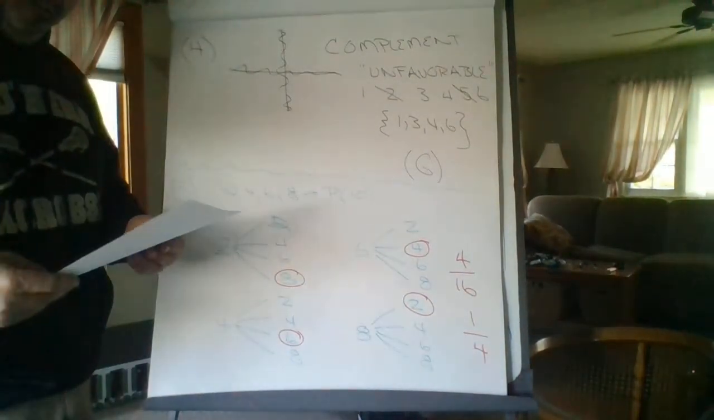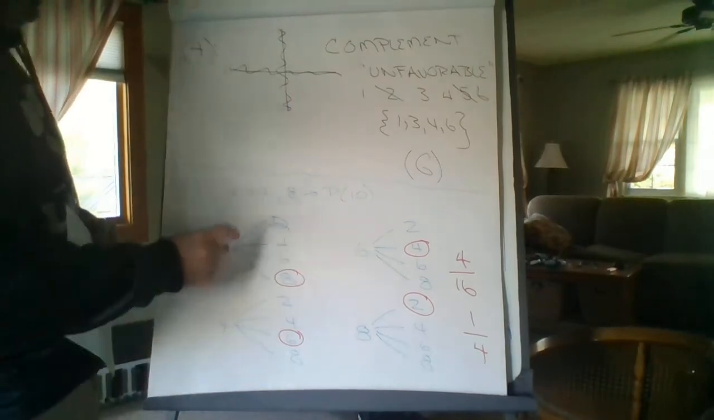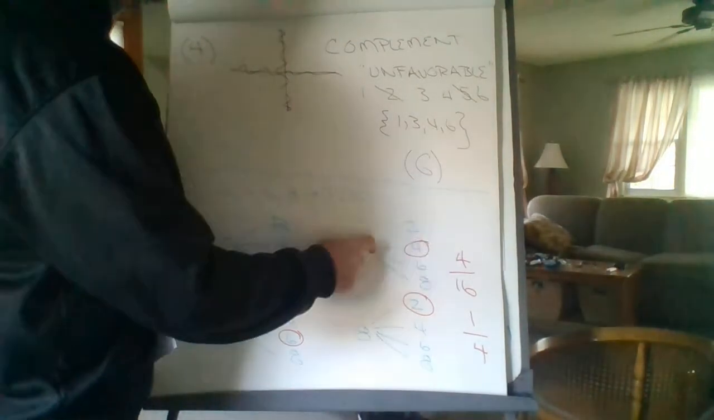And if it asks you to show the favorable outcomes, that would be 2 and 8, 4 and 6, 6 and 4, 8 and 2.